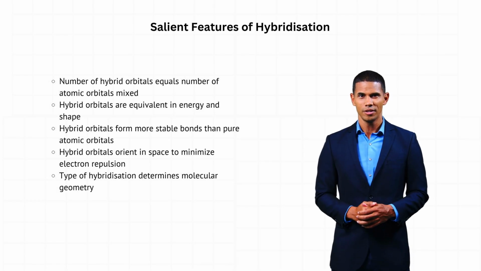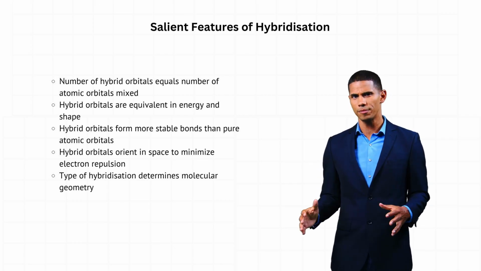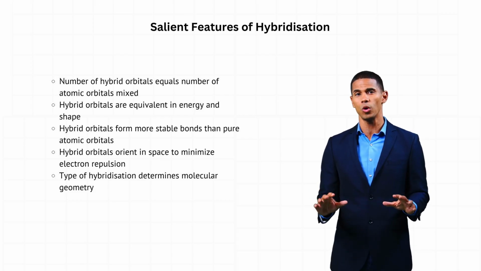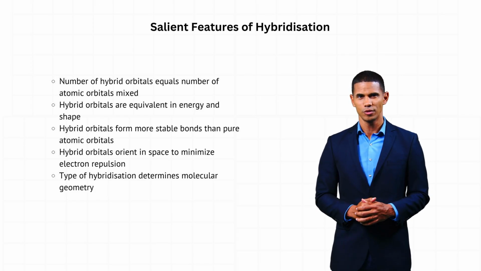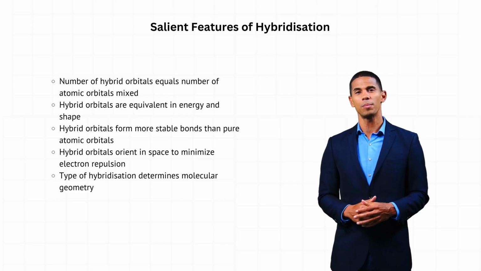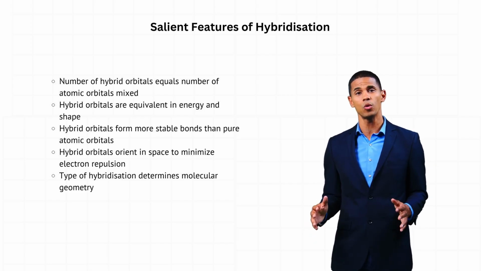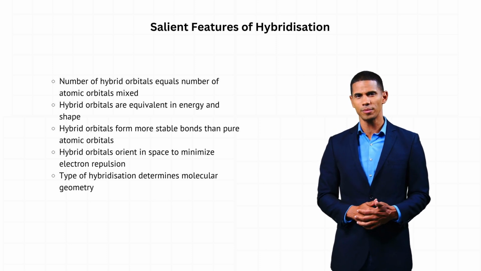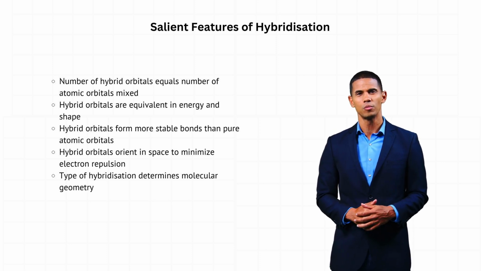Let's explore the key features of hybridization. Step 1. When orbitals hybridize, the total number of hybrid orbitals formed is equal to the number of atomic orbitals involved in the mixing. So if we mix one s orbital and three p orbitals, we end up with four hybrid orbitals. Step 2. These hybrid orbitals are not just random.